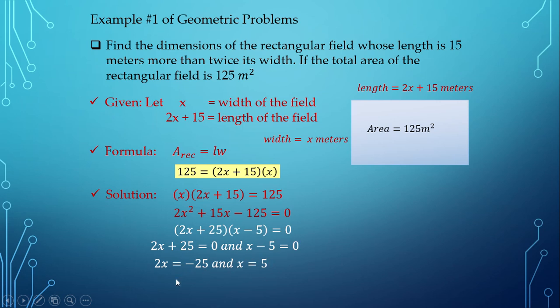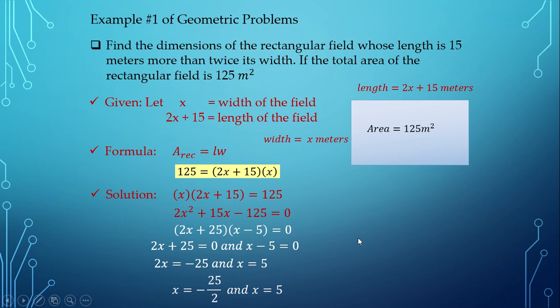Well, the first value of x, we need to continue. So, we divide 2 on the left side and 2 on the right side. So, 2x divided by 2, negative 25 divided by 2. So, x is equal to negative 25 over 2. And the second value of x is still positive 5.